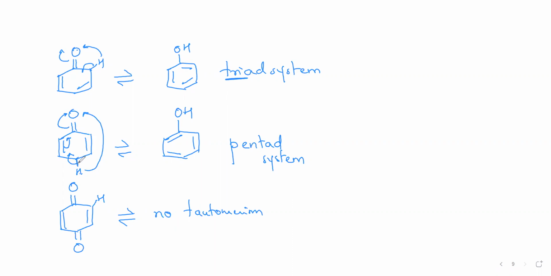Pay attention here also. H is migrating from this carbon to that oxygen. This is the first atom, second atom, third atom, fourth atom, fifth atom. So it is going from the first atom to the fifth atom. That is why it is called a pentad system. Did you understand why triad and why pentad?